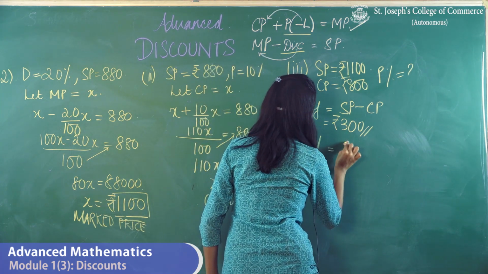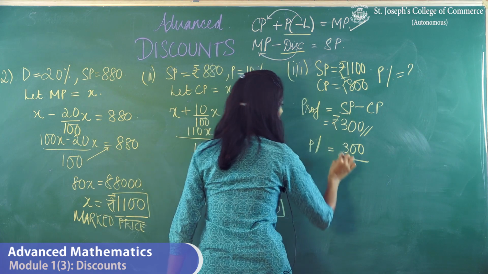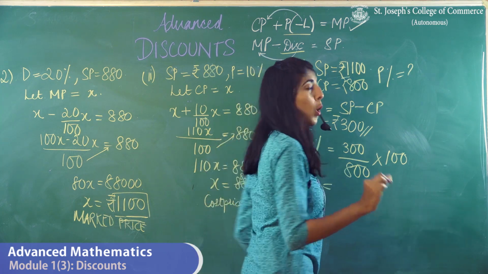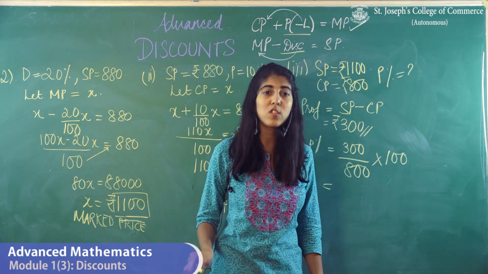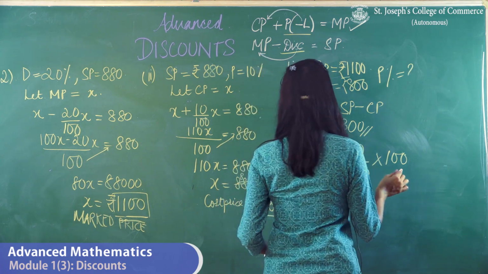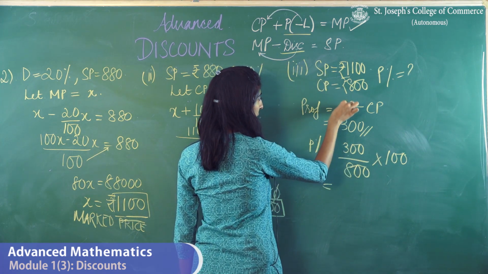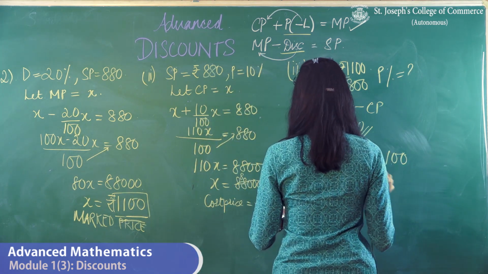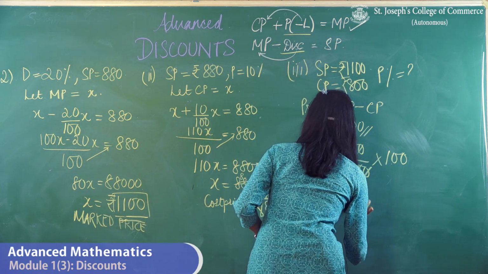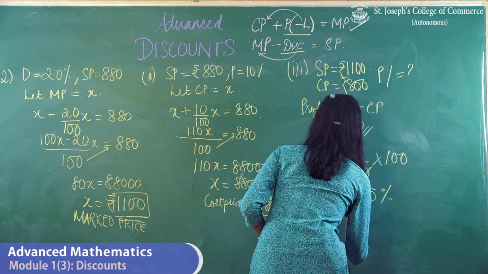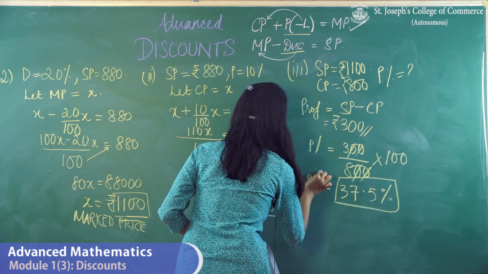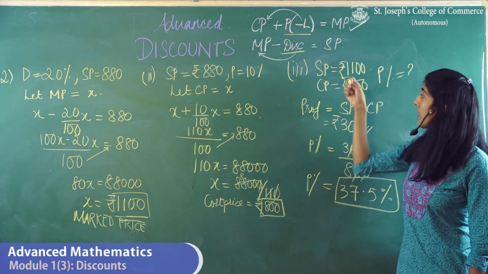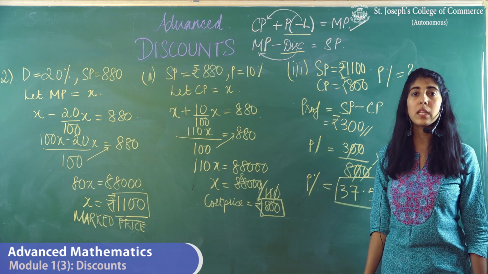Profit percentage is 300 divided by the cost price into 100. This also has been covered under profit and loss. This is just a recap. So, profit percentage is profit divided by CP into 100. 3 by 8 into 100 will give me 37.5%. Therefore, my profit percent is 37.5% if I sell the article at the mark price, which I've already found out to be 1,100.